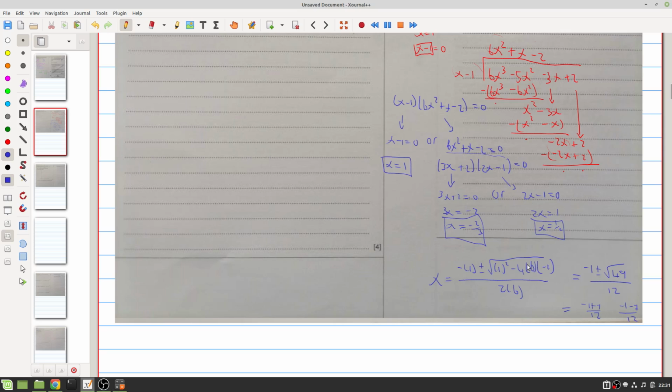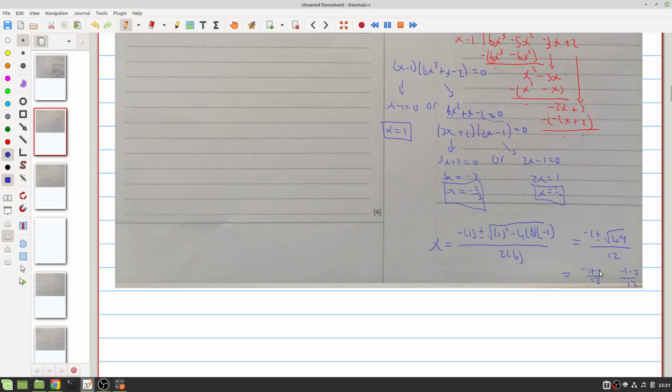Okay, 4 times a times c. Let me just make sure everything is correct here. Okay, so negative 1 plus 7 is 6 over 12, which is a half. Or negative 8 over 12, which we can simplify to negative 2 over 3. So we see we get the same answers as we got over here. Okay, so you're welcome to just use the quadratic formula. I always give myself a general rule.